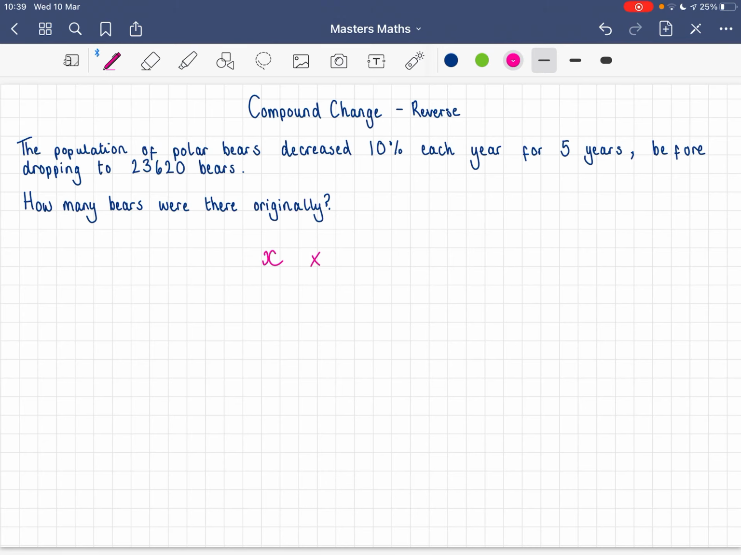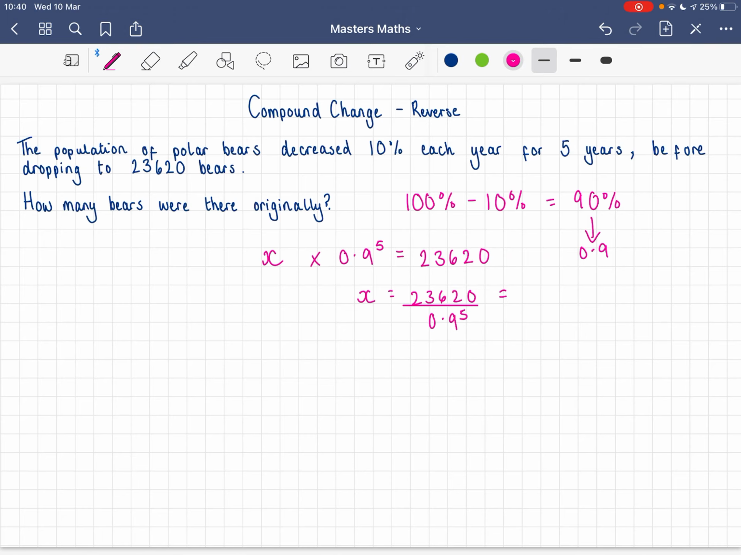I multiplied it by, this time it is a decrease, so I have my original 100% of the bears, and I'm subtracting 10% each year. That leaves me with 90%. If I change that to a decimal, that's 0.9. So that's my decimal multiplier. I'm doing x multiplied by 0.9 to the power of 5, because it's 5 years, and that gave me 23,620. I need to divide by 0.9 to the power of 5 on the other side to get what x is. So x is 23,620 divided by 0.9 to the power of 5.